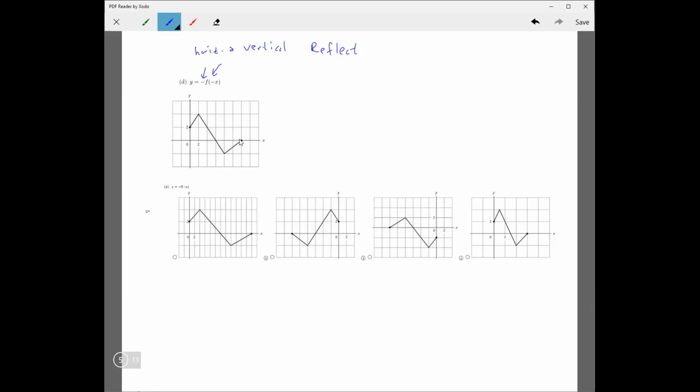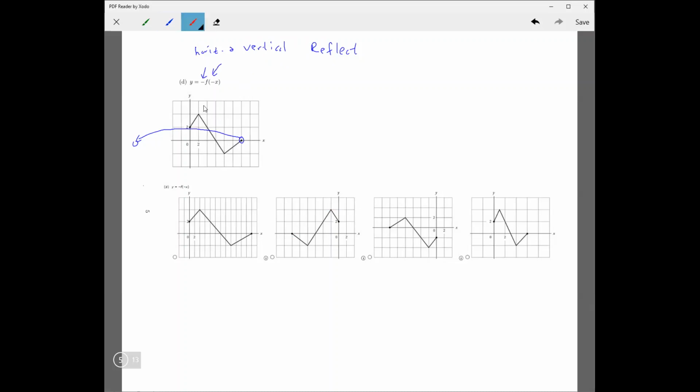So that means that if we take this point right here, it's going to get flipped over to here. This is going to go over to there somewhere, and the other side. Oh, but then it doesn't get reflected because it's already on the x-axis. So things that are on the x-axis are immune to vertical reflections. Wow.